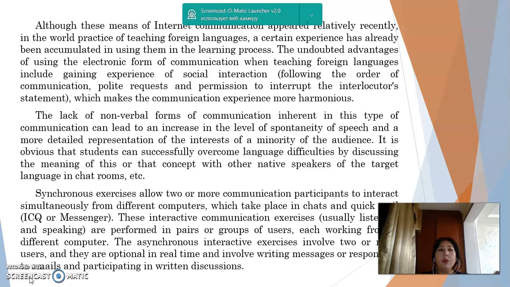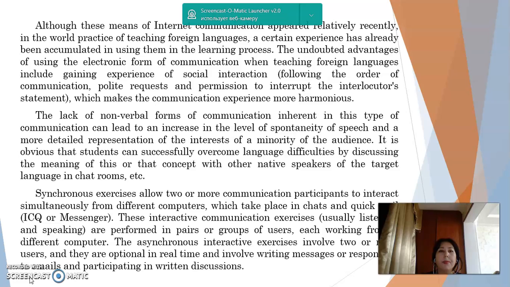The lack of nonverbal forms of communication inherent in this type of communication can lead to an increase in the level of spontaneity of speech and a more detailed representation of the interests of a minority of the audience. It's obvious that students can successfully overcome language difficulties by discussing the meaning of this or that concept with other native speakers of the target language in chat rooms.